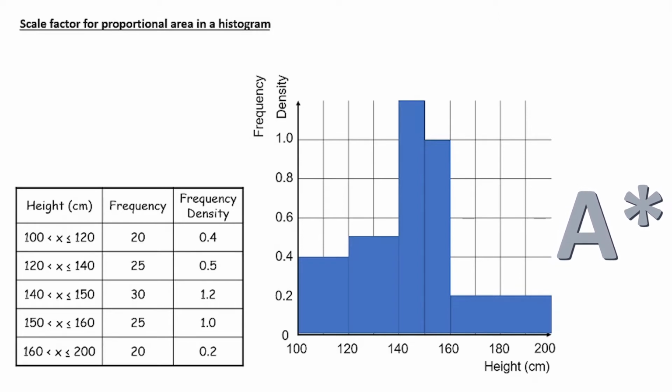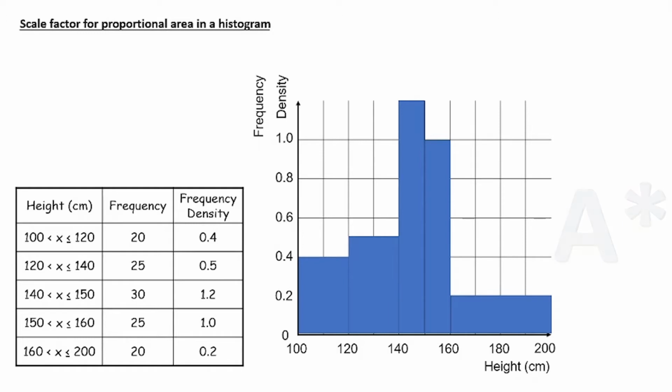Here's very similar data, but this time round the frequency density was already calculated, and we would need to identify the scaling factor between the frequency and the area. So, just going to do some calculations here to show you what the area is in each of these intervals, or for each of these bars.